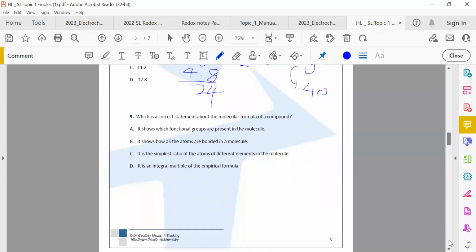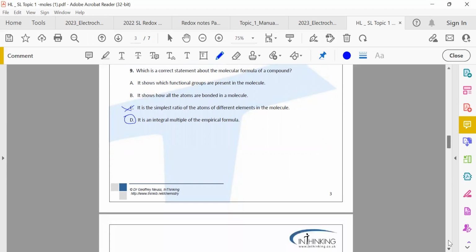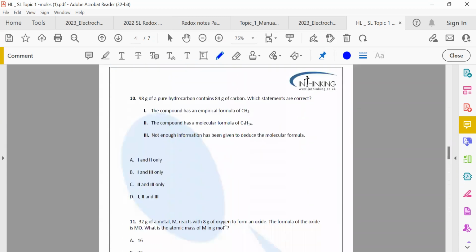Okay. Number 10, which is the correct statement about the molecular formula of a compound? Okay, so molecular formula of a compound, basically, of course, C is wrong. It's the simplest ratio that's out there. It's actually empirical. It shows which functional groups are present in the molecule. It shows how the atoms are bonded in a molecule. It is an integral multiple of empirical formula. I guess the answer is this because it's basically n times empirical formula. That's answer D.